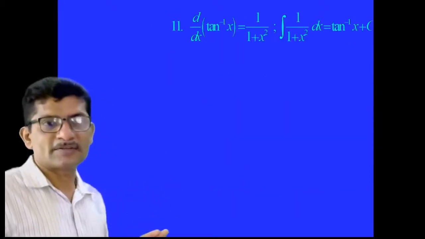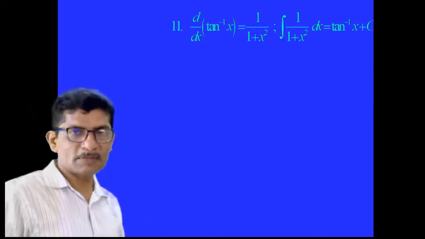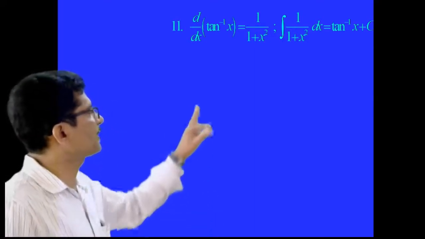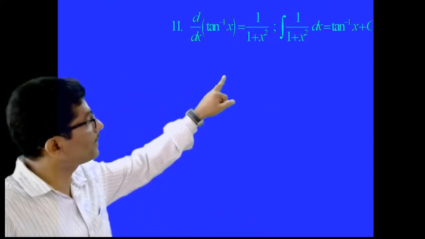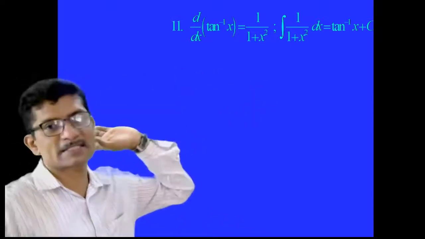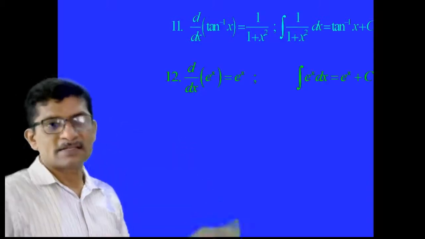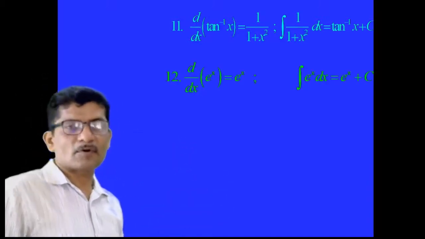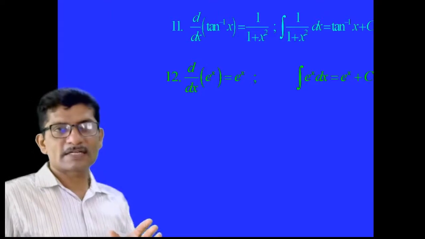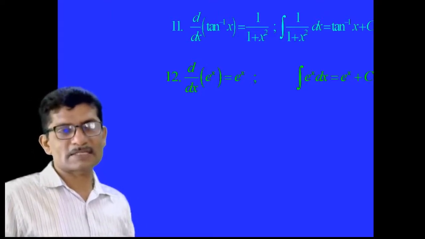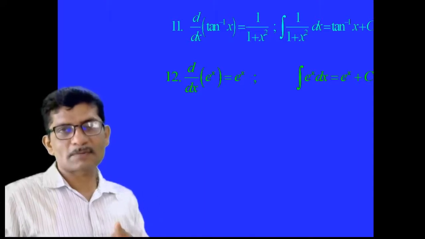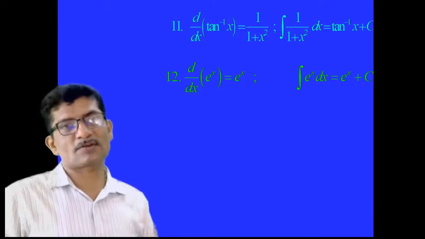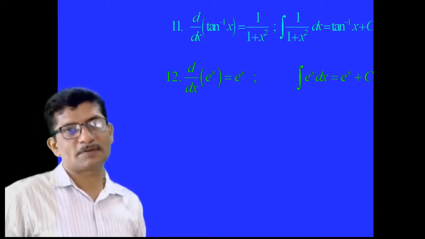And the derivative of tan inverse x equals 1 by 1 plus x square. Therefore, integration of 1 divided by 1 plus x square with respect to x is tan inverse x. Similarly, you know that the derivative of cot inverse x is minus 1 divided by 1 plus x square. Therefore, integration of 1 divided by 1 plus x square is equal to minus cot inverse x, as in the previous result.